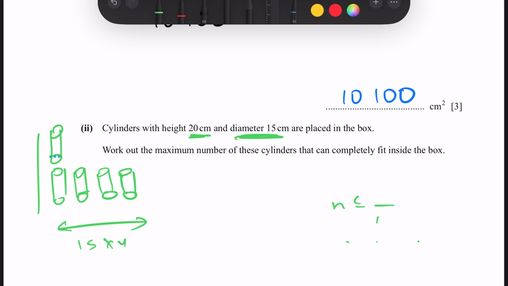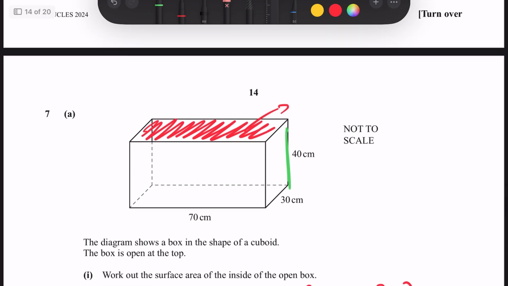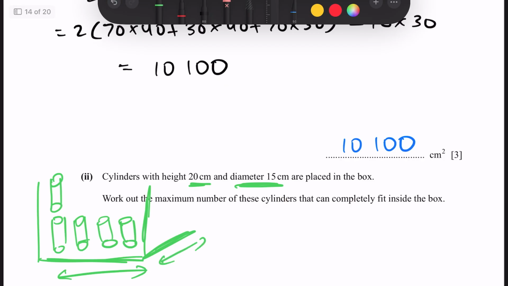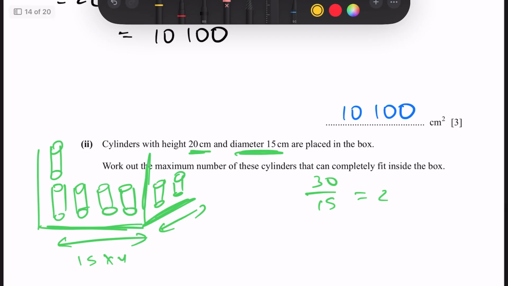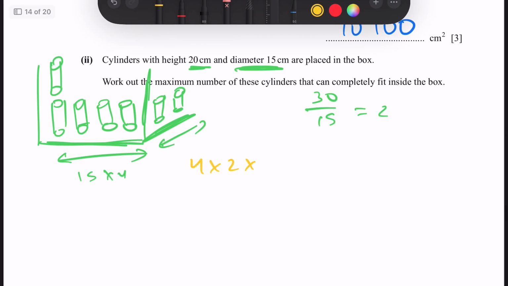And in the same way, if you see breadthwise how many cylinders can fit, the breadth is equal to 30 centimeters. So since 30 divided by 15 is equal to 2 exactly, this means that we can stack 2 cylinders breadthwise exactly. So this fits perfectly without any open spaces left. So the total number of cylinders that can fit is equal to 4 times 2 times 2, since 4 cylinders can fit lengthwise, 2 cylinders can fit breadthwise, and 2 cylinders can fit heightwise. So this is equal to 16. Our final answer is 16.